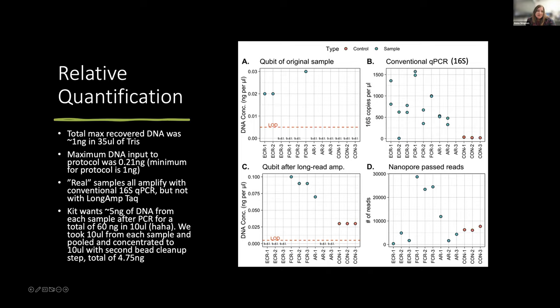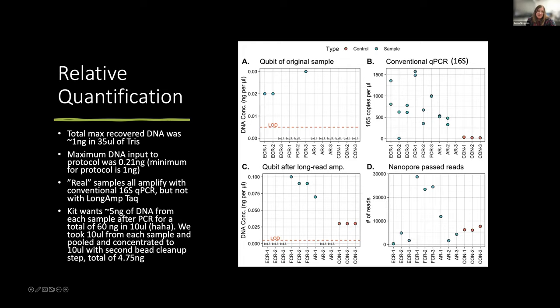And so interestingly, in graph A, the Qubit of the original sample, the DNA concentration, we're only getting DNA from the actual samples. Most of the samples, including the controls, are well below the limit of detection. And then in conventional qPCR, we are seeing amplification of the actual samples 1 to 2 orders of magnitude above the controls. Yay, not squeaky clean controls. There's still like 5 to 10 16S sequences in there, but it's okay.